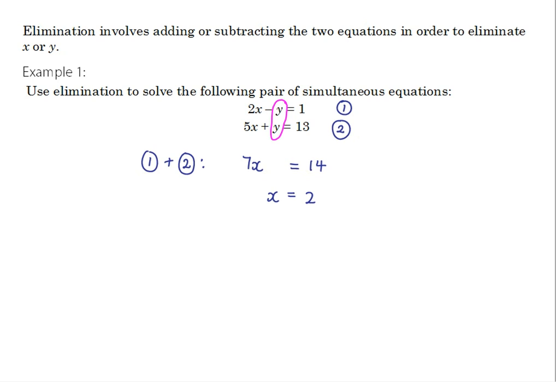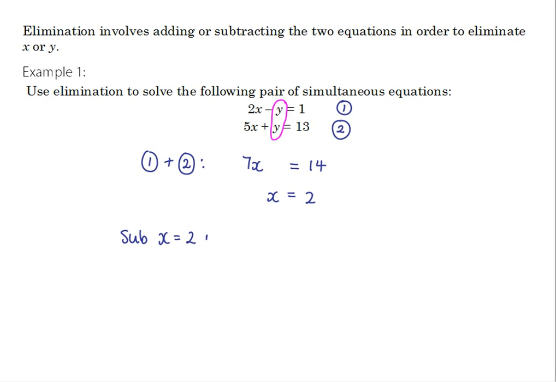And as with substitution, this is only half the solution. We know that the simultaneous solution is a point or an x and a y value that fit both equations. So we also need to find y, which means I'm going to need to substitute x equals 2 back into one of my equations. You can choose which one you prefer.